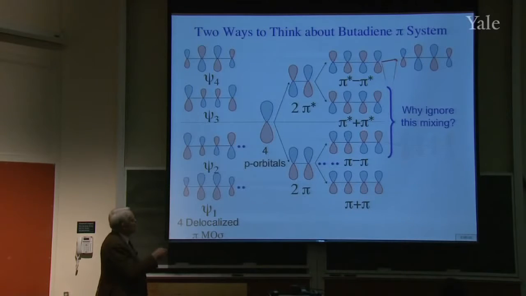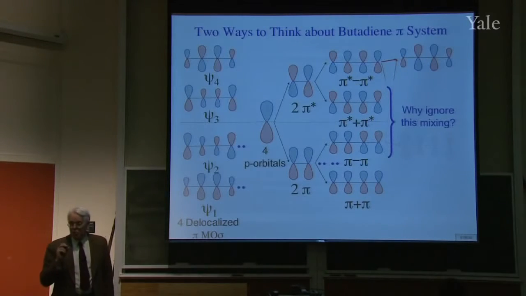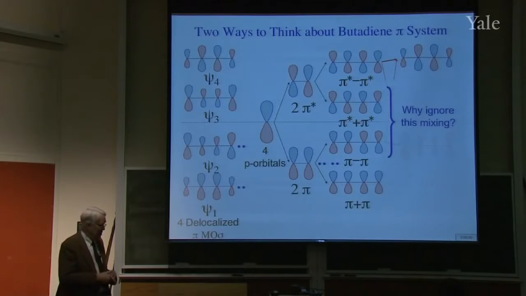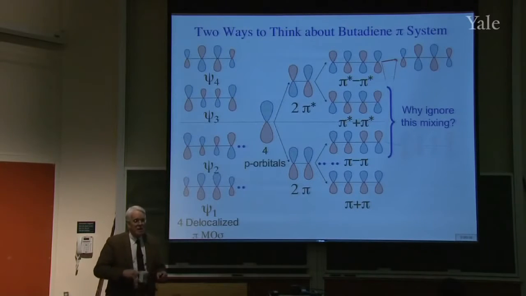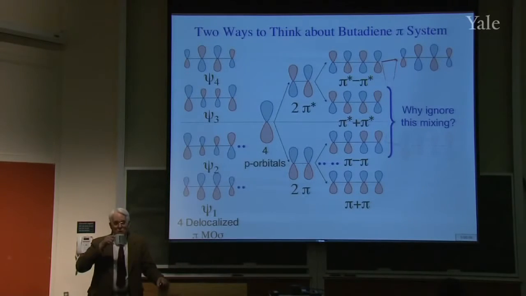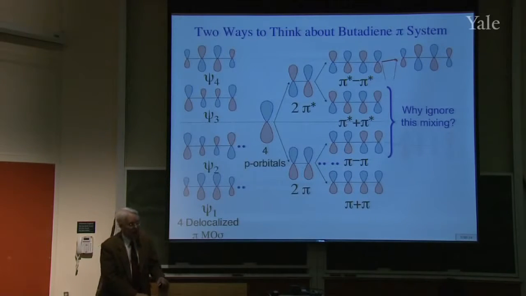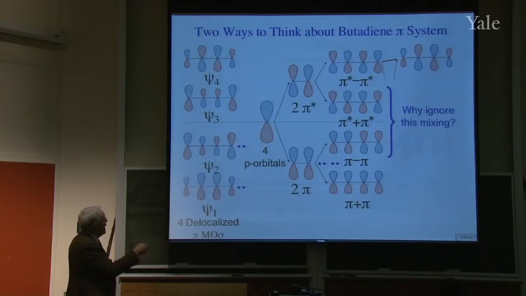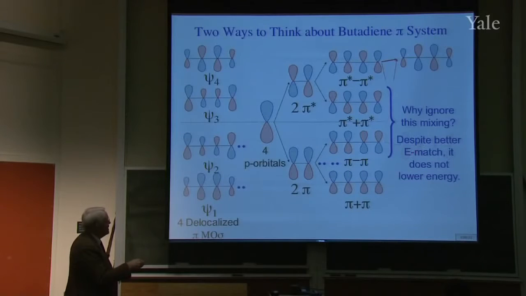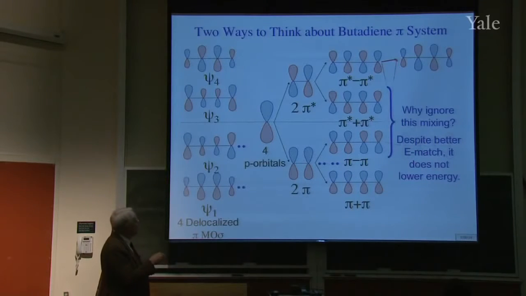It's not very much, okay? Now, why did we ignore this mixing? Because there the energy match is pretty good. Can anybody see why we didn't consider that mixing? There it might have been more important. What's the overlap of this with this? Notice that despite the better energy match, it doesn't lower the energy because these are orthogonal to one another. They won't mix, right? What is gained at two of the positions is lost at the other positions.